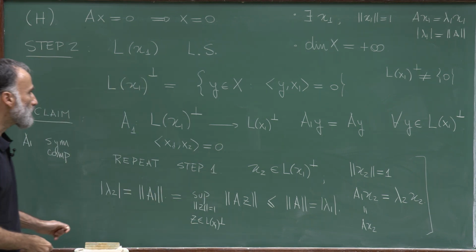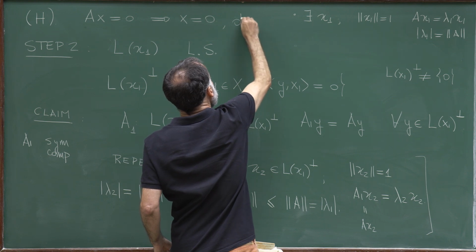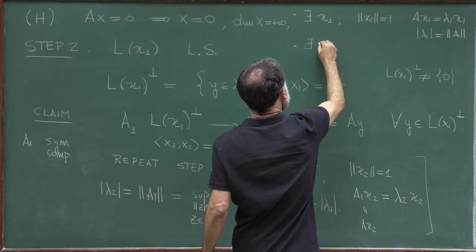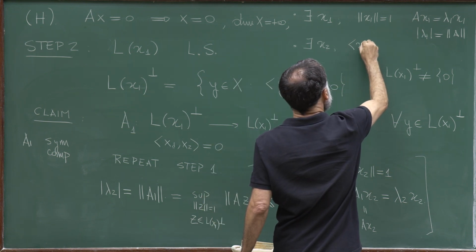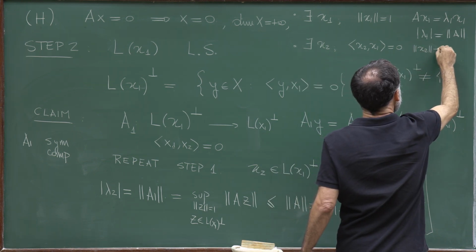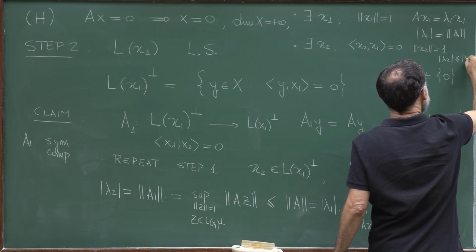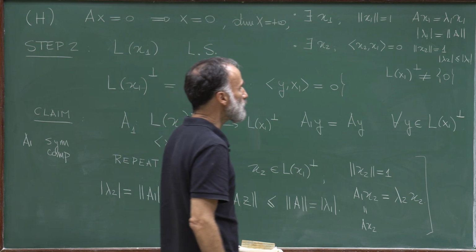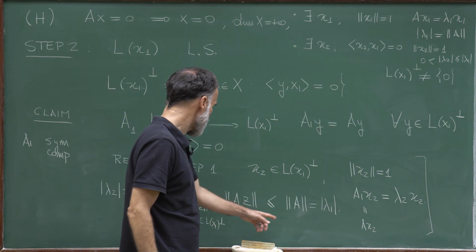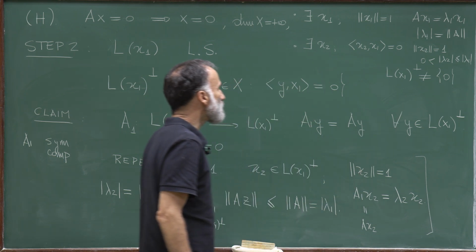Right? So let me write the conclusions. I'm assuming that the dimension of X is now plus infinity. And in the second step, I obtained a new eigenfunction, x2, which is orthogonal to x1, which has norm equal to 1, and such that the eigenvalue associated, which I'm calling lambda 2, is such that the absolute value of lambda 2 is bounded by the absolute value of lambda 1. And remember, the absolute value is strictly positive, because the norm of A1 is strictly positive. So this is our conclusion after the first step.